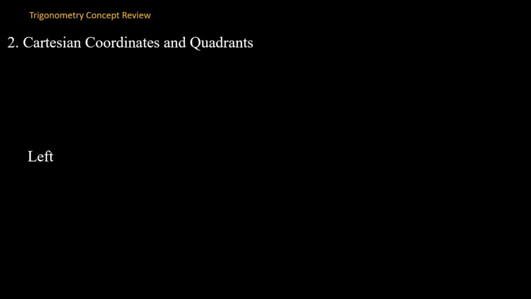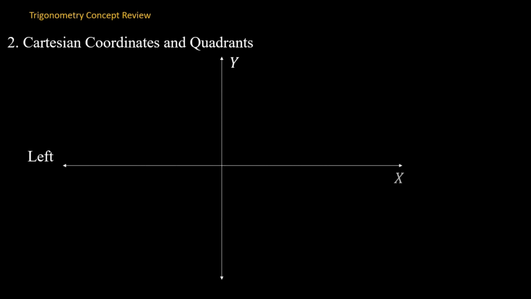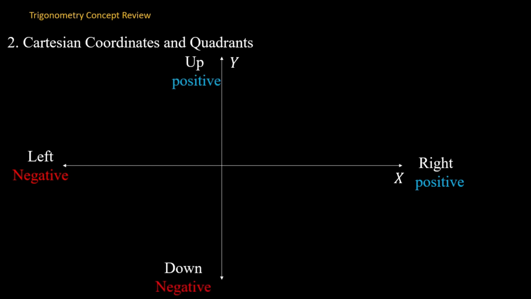Now the next objective, we look at the Cartesian coordinate and the quadrant. This gives us the x and y plane, known as the Cartesian plane. To the right is positive of x, and to the left of x is negative. Up on the y is positive, and down is negative.